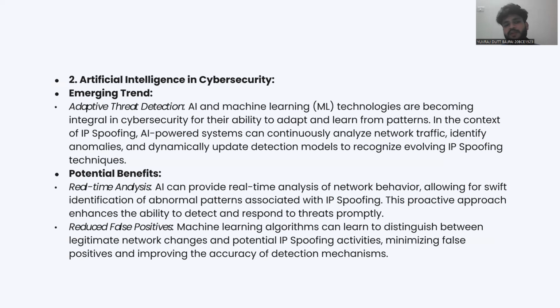The second trend we come to is artificial intelligence security. Nowadays, artificial intelligence can be used anywhere by using AI and ML technologies. We can integrate it with cybersecurity and train a model that may recognize a pattern of spoofs or a pattern of anomalies, and later detect and block it. So the potential benefit is real-time analysis. The model will run side by side in a real-time environment, and as long as we train the model and increase the accuracy, there's a reduction in false positives.